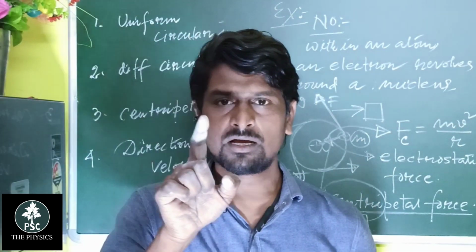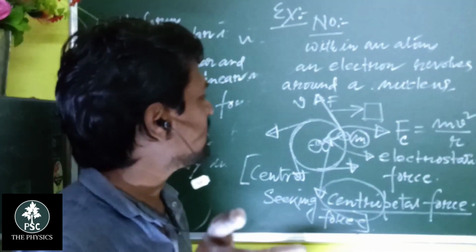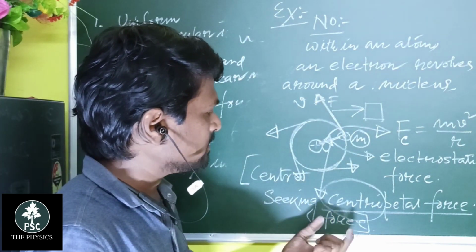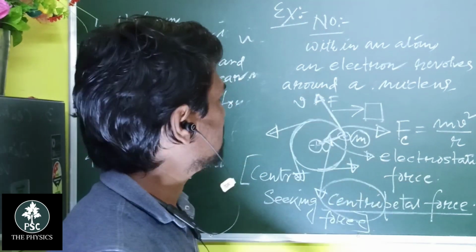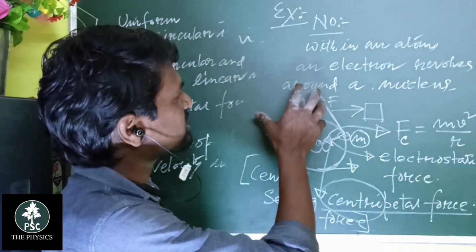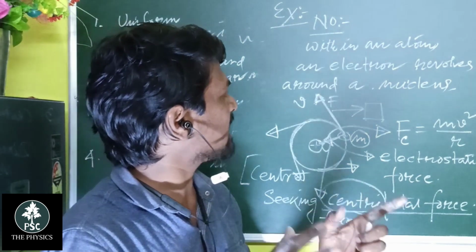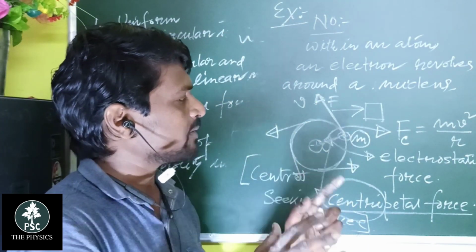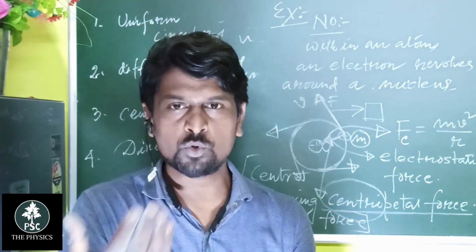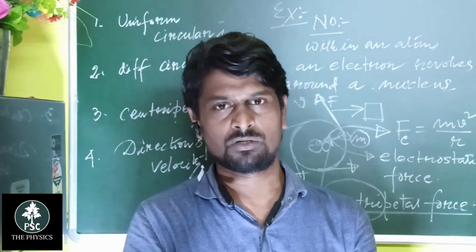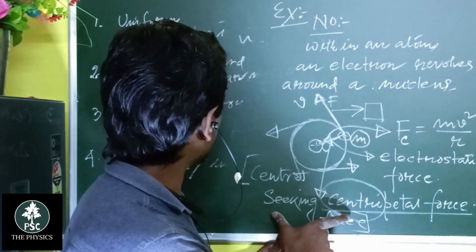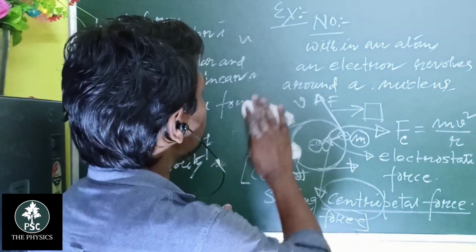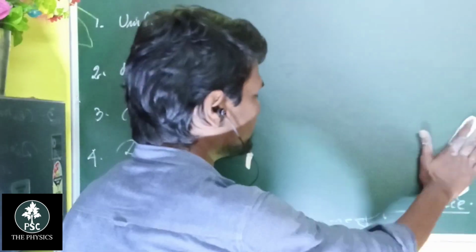Next, we can define centripetal force. So this is an example, when in an atom an electron revolves around a nucleus. This is a type of circular motion, and we will go through a different example. So for this, the topic is, what is centripetal force?